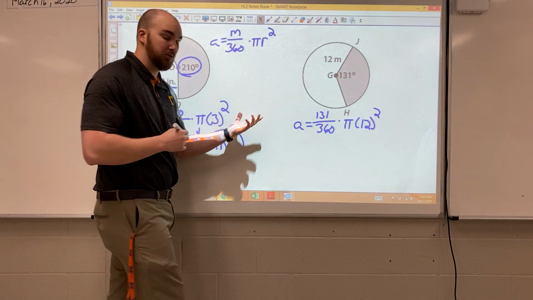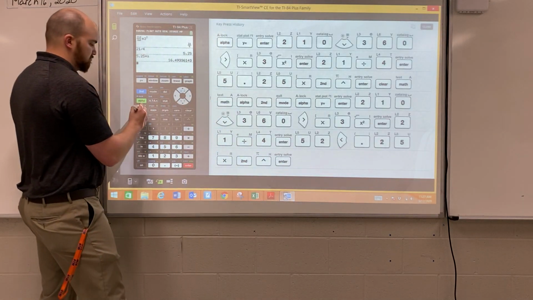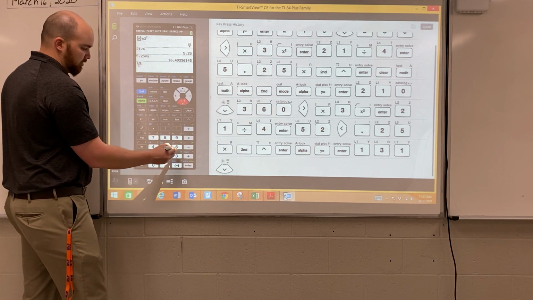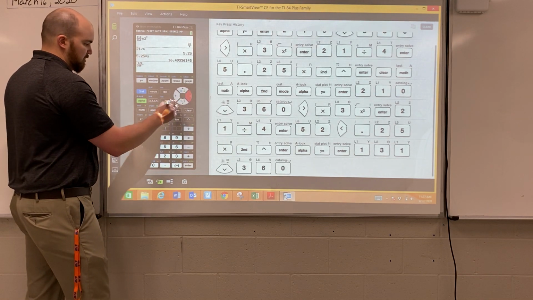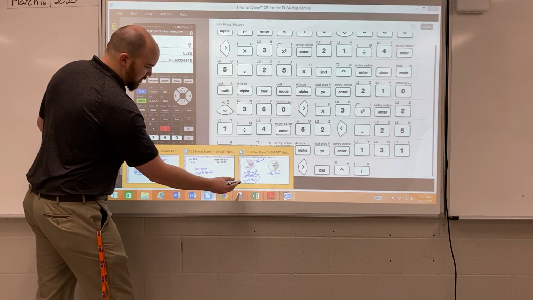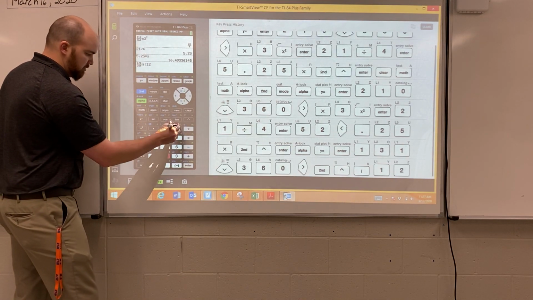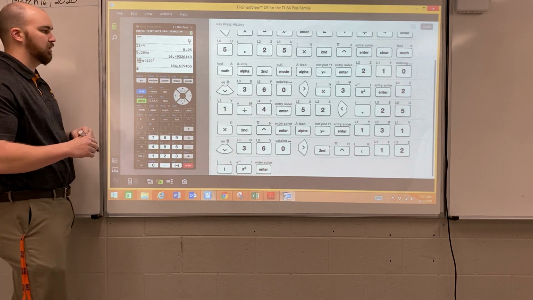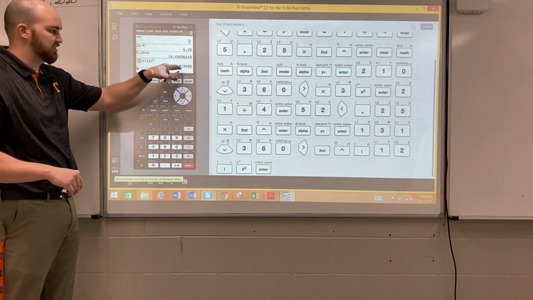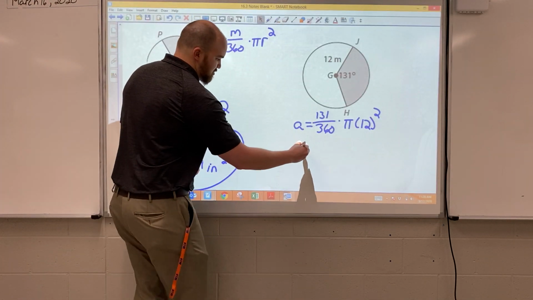All right, since I'm only requiring you to do the decimal answer, plug all of that in together. We get area equals, enter 131 over 360 times pi times, what was the radius, 12 squared. We type that in. Remember, 2 decimal places, we get 164.619, so 164.62.